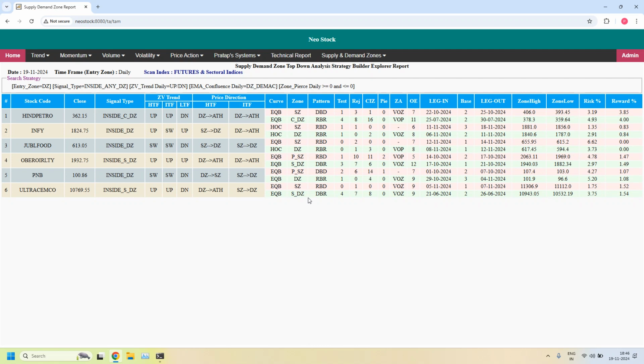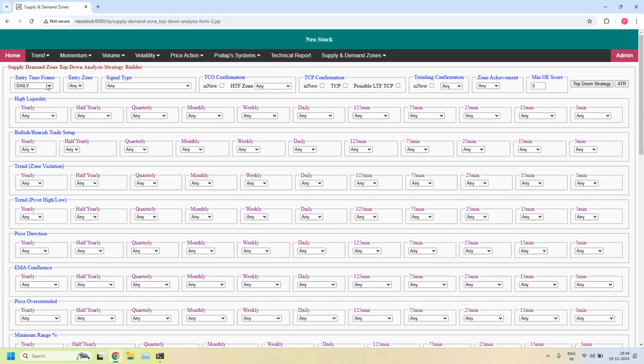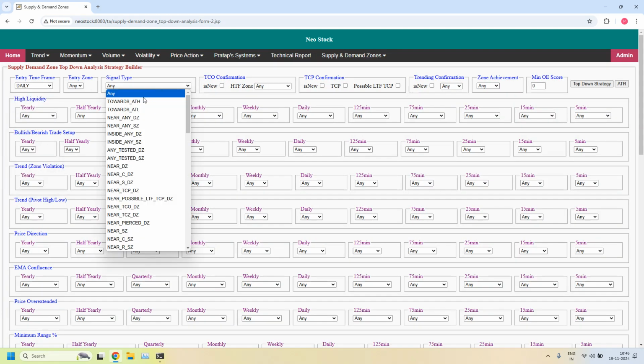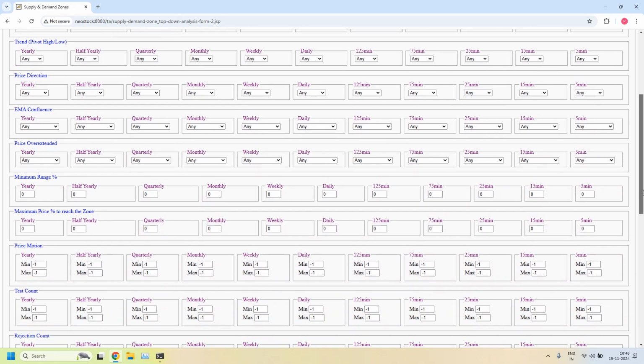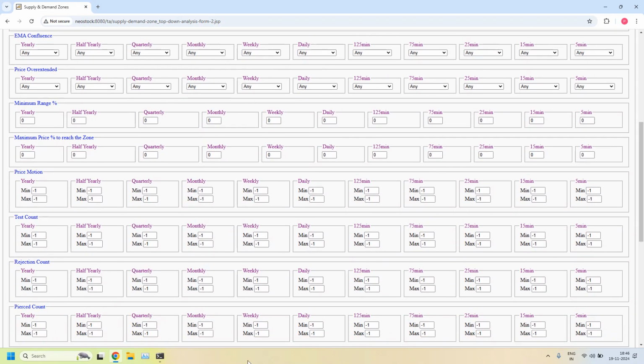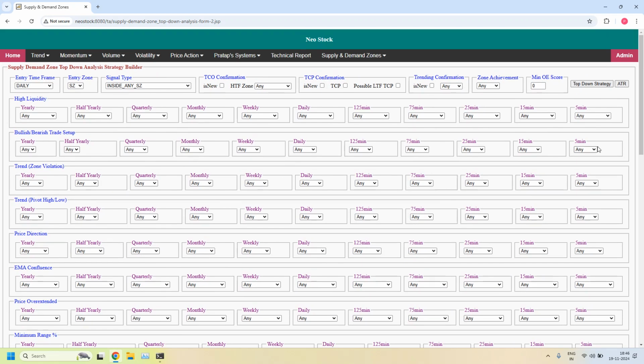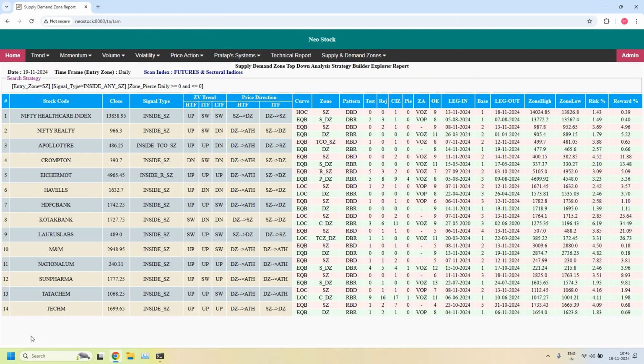Okay, next let us look for daily time frame. Let us look for price closed inside daily supply zone. And these daily supply zones should not be pierced. So in the pierced count, daily time frame, I am setting minimum value 0, maximum value 0. So that zone is not pierced. Daily supply zone is not pierced. We got 14 stocks.